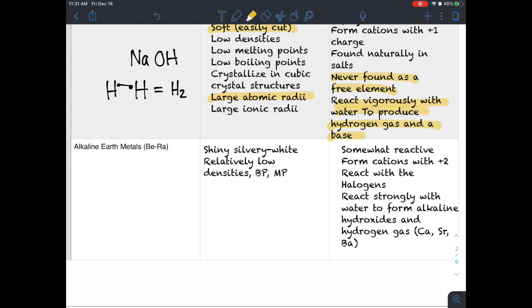Our next family that we're going to highlight are the alkaline earth metals. And again, these are going to be your group 2 elements. So if you go from the left to the right across the periodic table, you're looking at column 2.